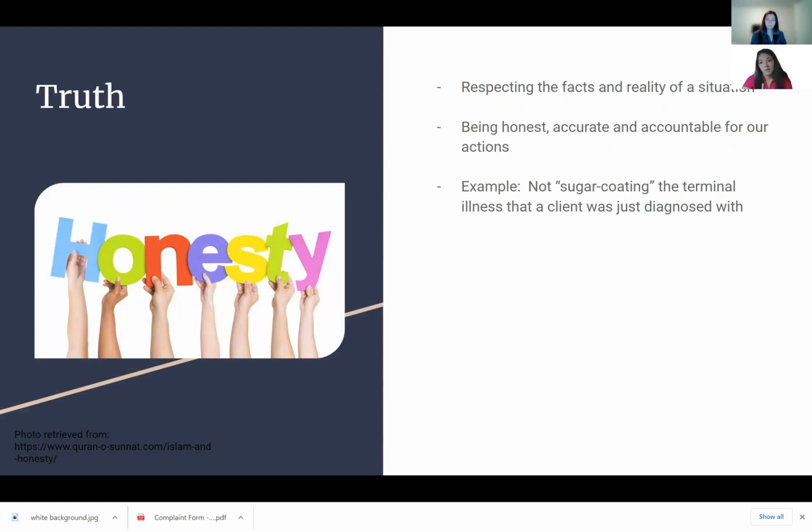Truth is super important in the field of OT because that is how you can build a rapport with your clients. They need to trust you and you need to essentially trust them. And the best way to do that is by being truthful and just talking about the facts and the realities of the situation.